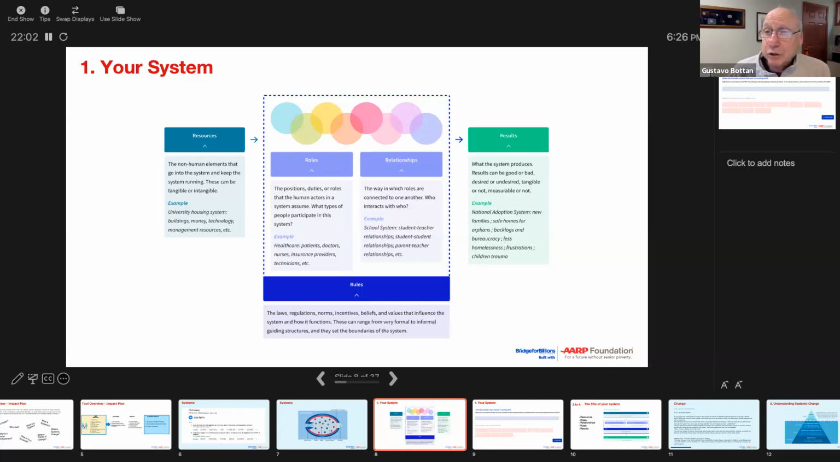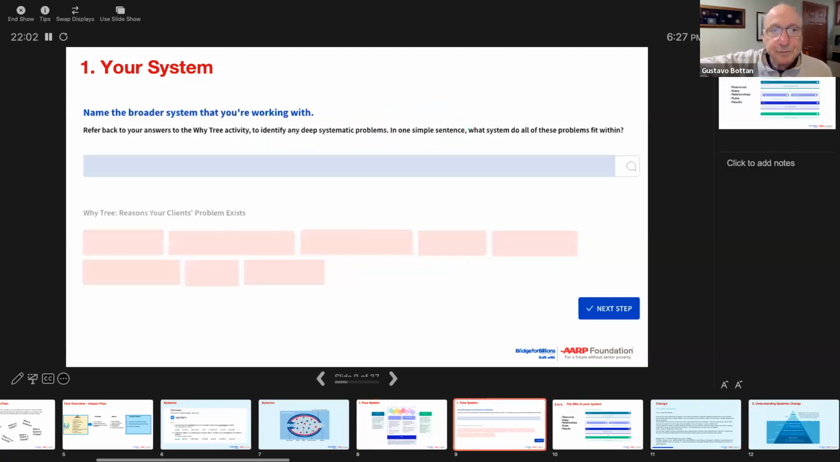Sometimes they are very difficult to measure, and that's, as we'll see at the end of the presentation, why measuring is important. And an example they give here is a national adoption system, safe homes for orphans, backlogs because of the bureaucracy. That would be a bad result. Homelessness, et cetera. So that's how we would be looking at the system.